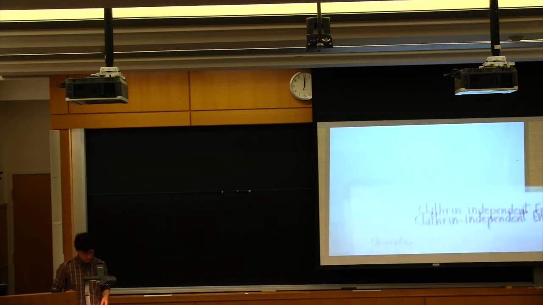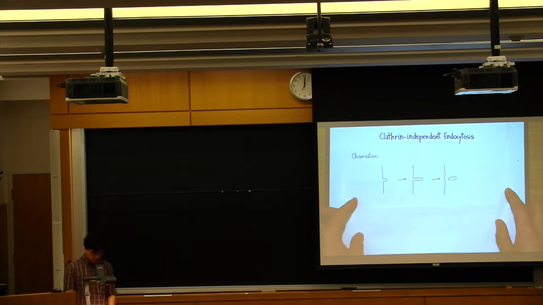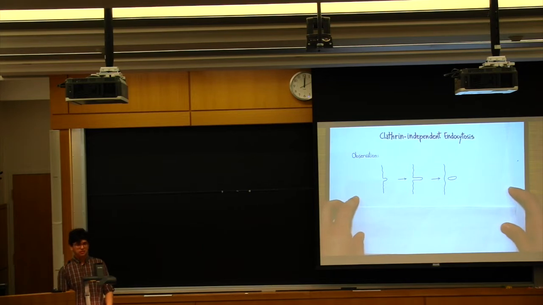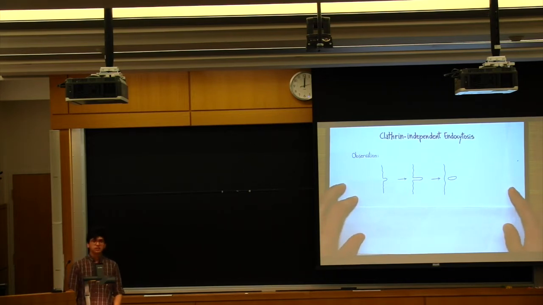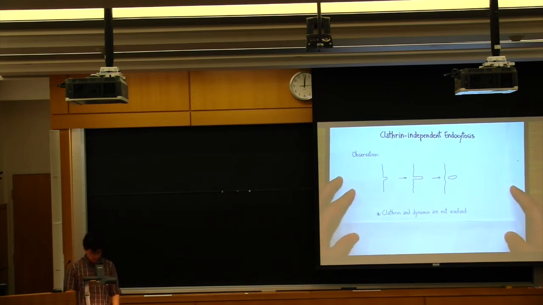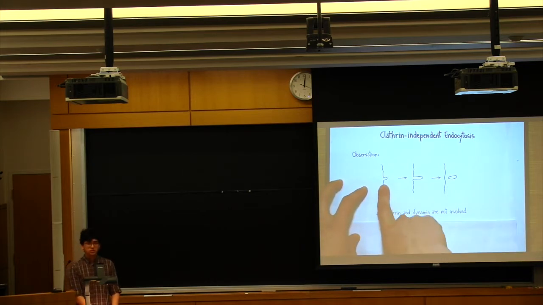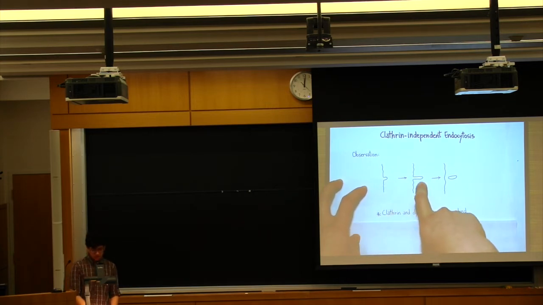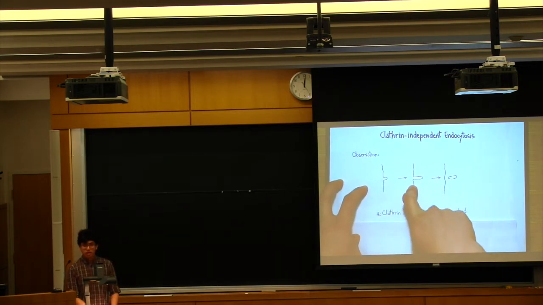So now that I've told you a little bit about clathrin-mediated endocytosis, I'm going to tell you more about clathrin-independent endocytosis. Basically, as the name implies, clathrin is not necessary in this process, and neither is dynamin. What's more, every now and then in vivo, it's been observed that you get these small invaginations that eventually turn into tubular membranes that will get endocytosed.